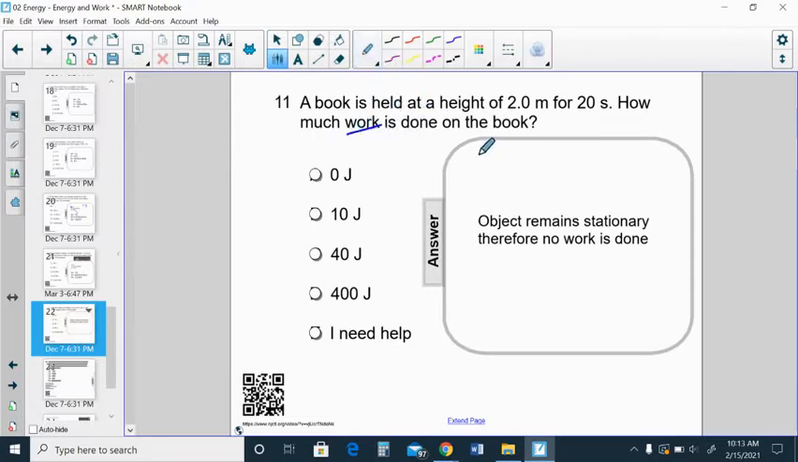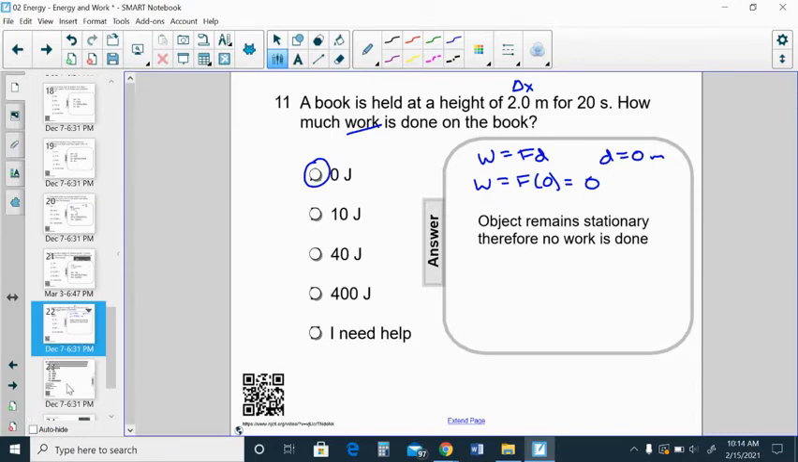The work equation here, force times displacement. Now it's held at a height of 2 meters, but that's not a displacement. A displacement is a change in position, sorry. So there is no change in position. It is just being held. Therefore, displacement equals 0. And since that equals 0, then work equals 0. So the correct answer was A for this question.